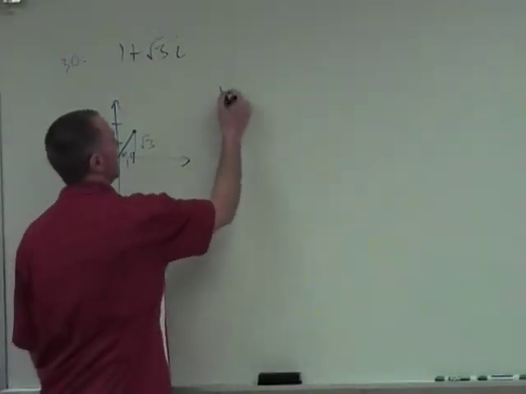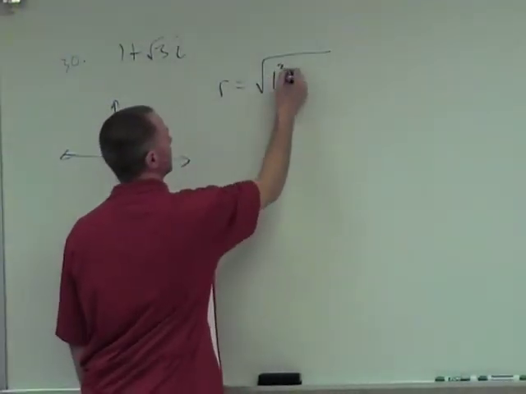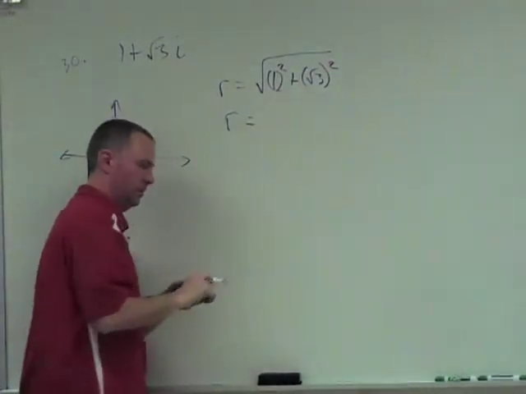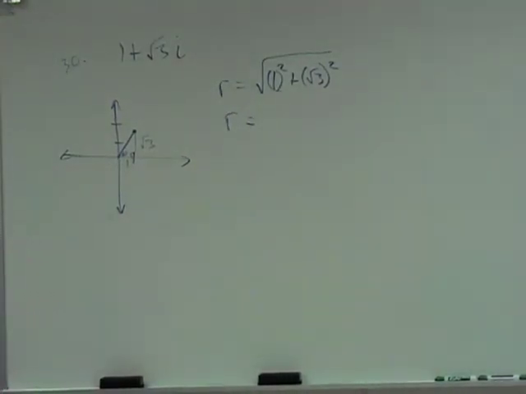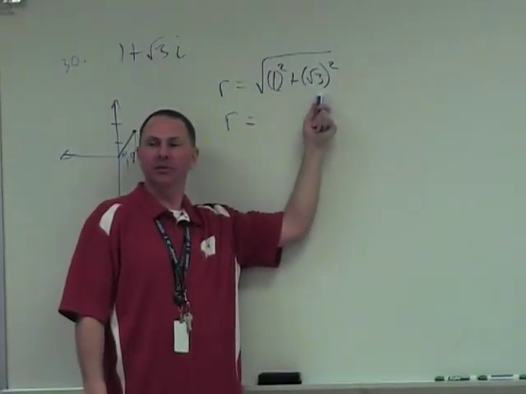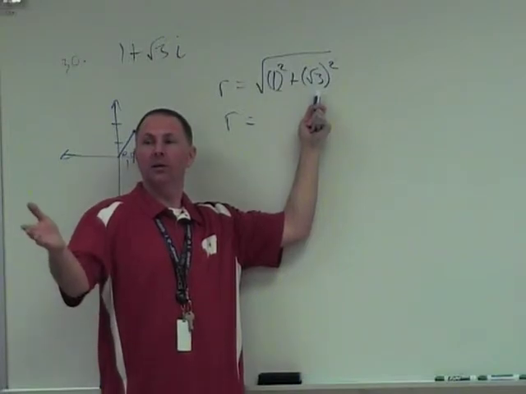Find R. So how do I do that? The square root of 1 squared plus square root of 3 squared. What is that? Everybody do this calculation. Raise your hand when you have the answer. Got it? No. What's 1 squared? What's the square of a square root? Square root of 3 times the square root of 3. Square root of 9, which is 3.